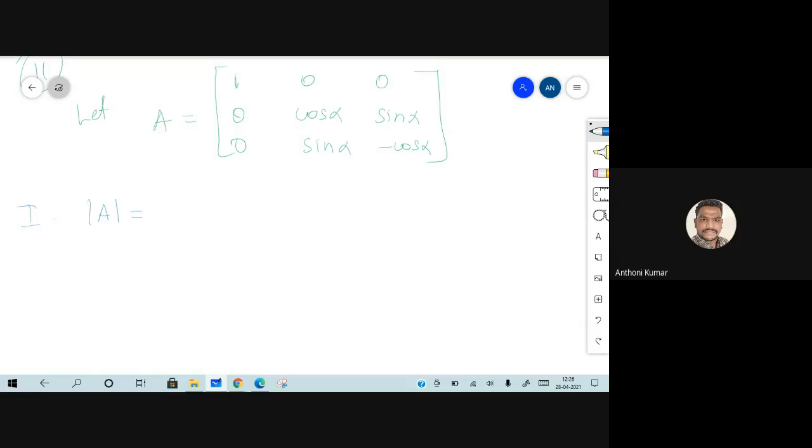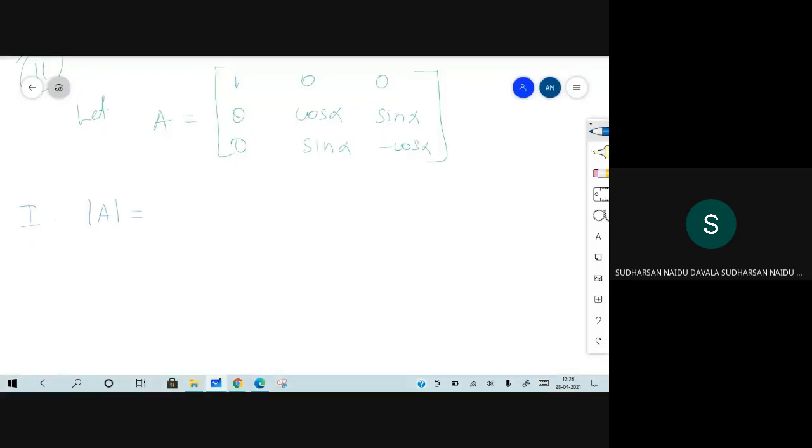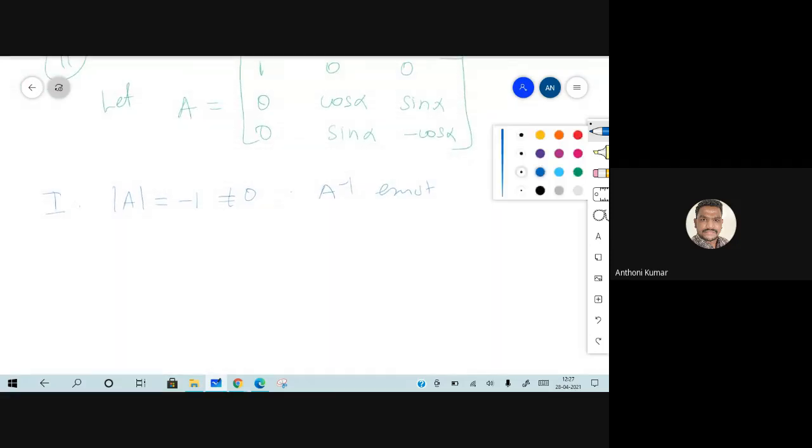Expanding by C1, you'll be getting minus cos alpha square minus sin alpha square. So you take minus outside: cos alpha square plus sin alpha square. The determinant of A is equal to minus 1. How many of you got it? Which is not equal to 0. Therefore, A inverse exists.